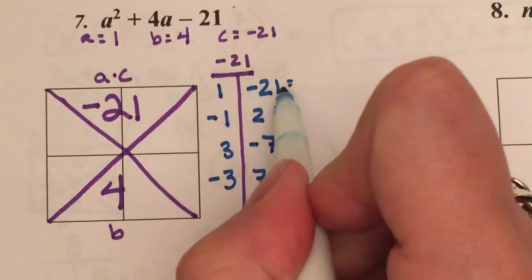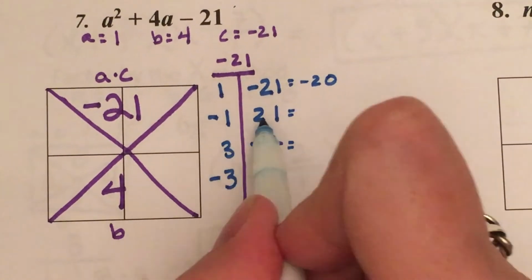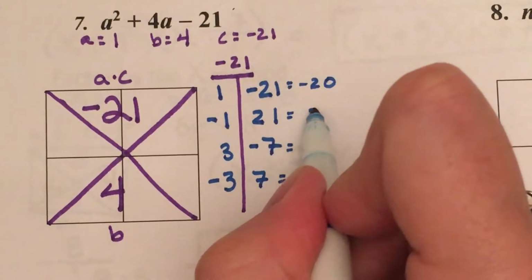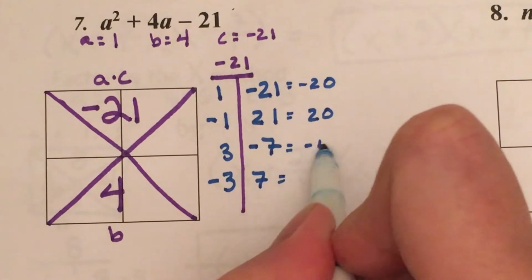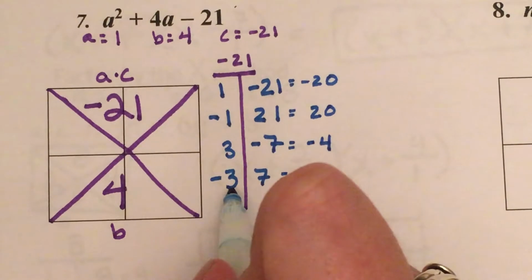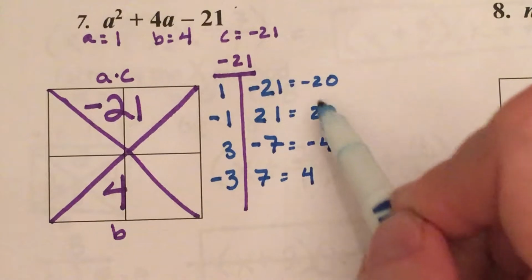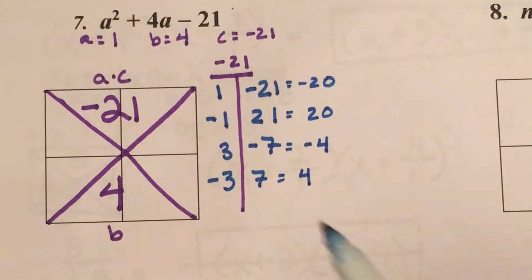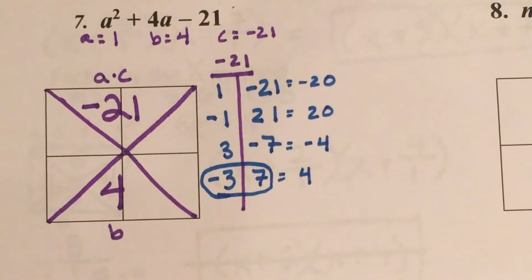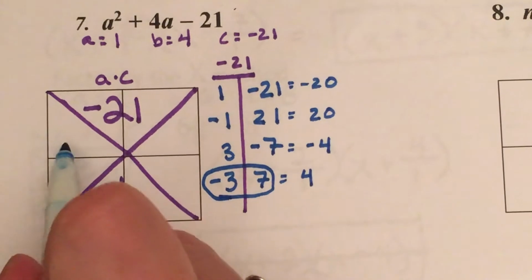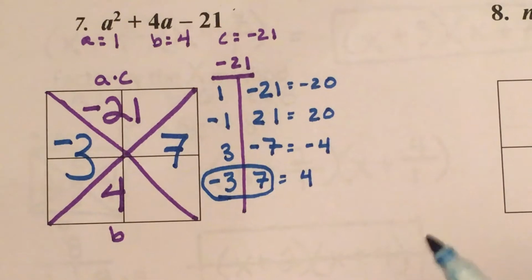Let's go find the sum of each pair of factors. So 1 minus 21, negative 20. Negative 1 plus 21, positive 20. 3 minus 7, negative 4. Negative 3 plus 7, positive 4. Which sum did we need? Yeah, the positive 4. It's B. So this is the pair of numbers that's going to fill in my wings. Negative 3, positive 7.